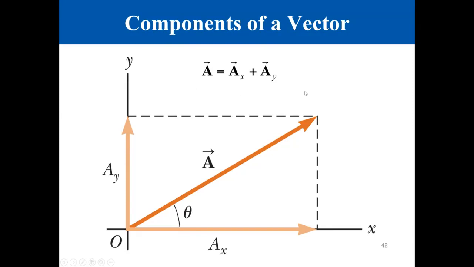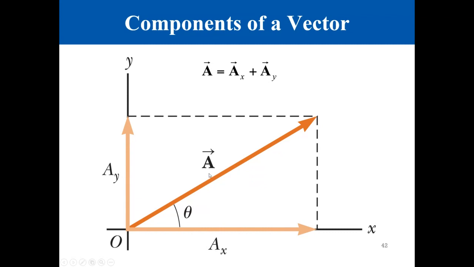We move on to another method that we use when we add vectors, which is to use the analytic method. This is called the analytic method for vector addition. Each vector, like this vector A, can be decomposed into two components, x and y. This is the x component. We can calculate it using trigonometry.